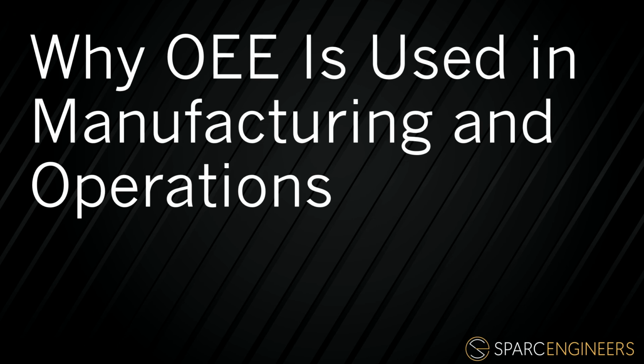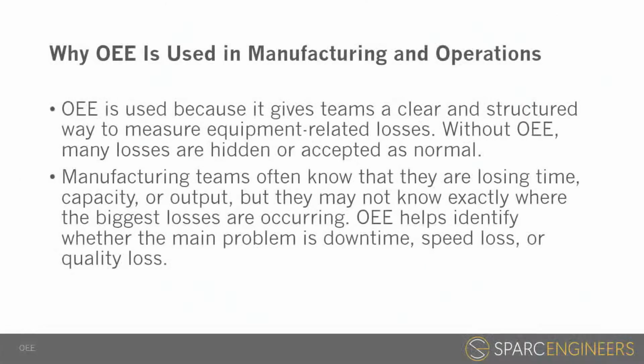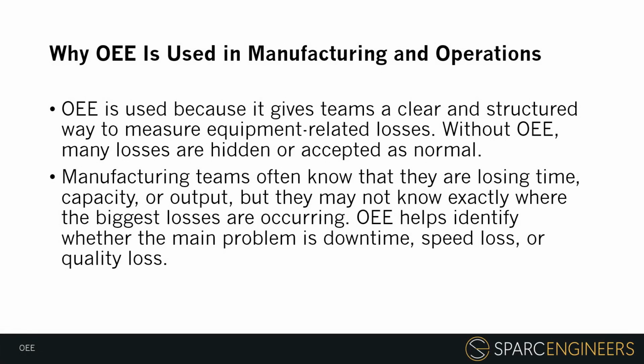The answer is that OEE gives us a structured way to see where we are losing equipment effectiveness, production capacity, and good output. It helps convert what we often experience as general frustration on the shop floor into specific, measurable losses that can be prioritized and improved. Why OEE is used in manufacturing and operations. This section is about understanding the practical value of OEE.